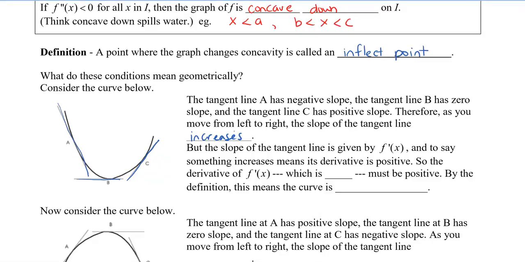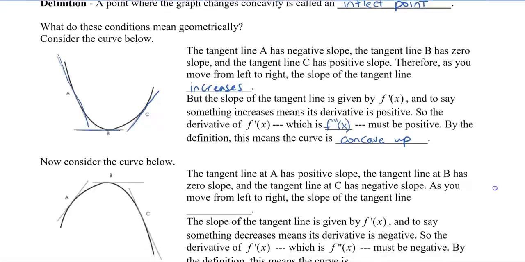But the slope of the tangent line is given by the first derivative. So to say that something increases means that its derivative is positive. So if the first derivative is increasing, then we need to take a look at the second derivative, which then must be positive. Since the first derivative is increasing, then the second derivative is positive. So this means that the curve is going to be concave up.